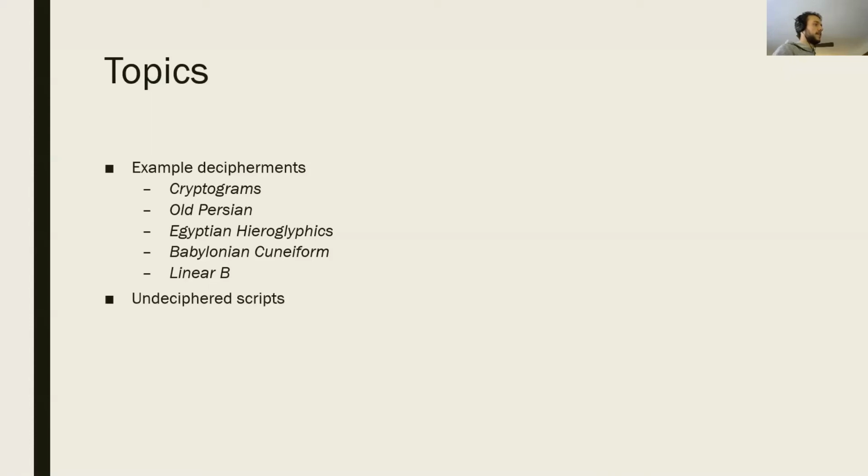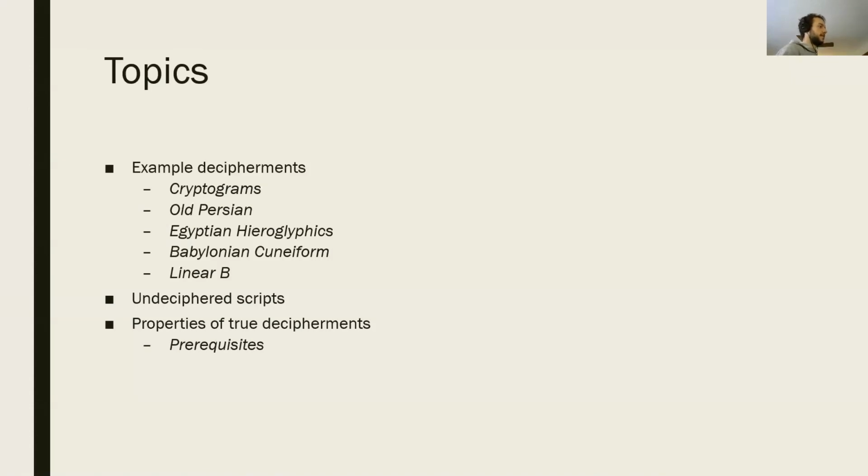We'll also cover the scripts which have not been deciphered yet for various reasons, and we'll talk about what properties these scripts have that make them very difficult or impossible to decipher. And we'll conclude by reviewing which kind of properties made it possible to decipher these scripts or made it impossible. So we'll define the properties of what makes a true decipherment.